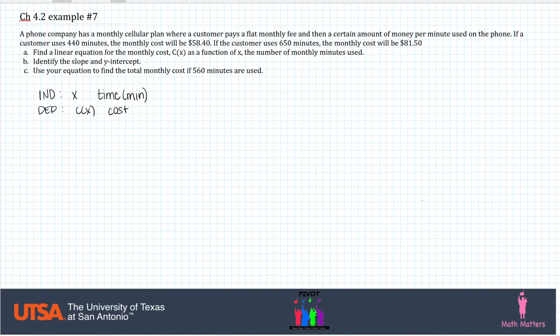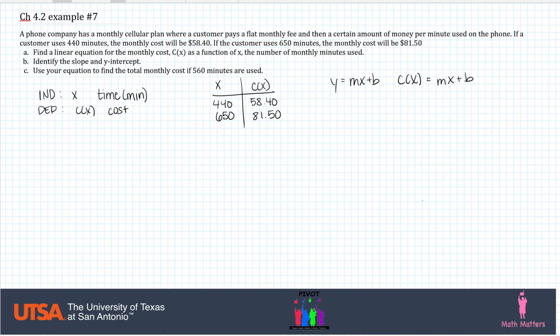Okay, so if we put this in a small table just so we can see the points, we know that if it's 440 minutes, then the cost is going to be $58.40, and that if they use 650 minutes, then it's going to be $81.50. So to write the equation, we want y equals mx plus b, or in this case, C of x equals the slope times x plus our intercept.